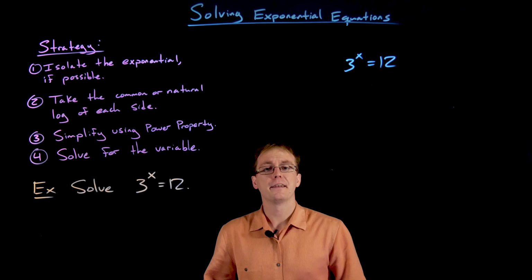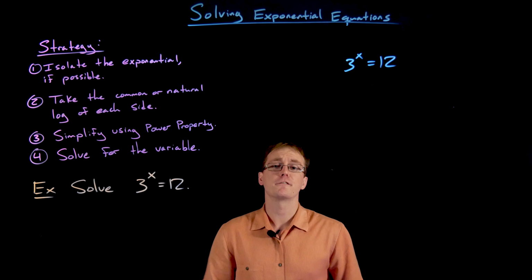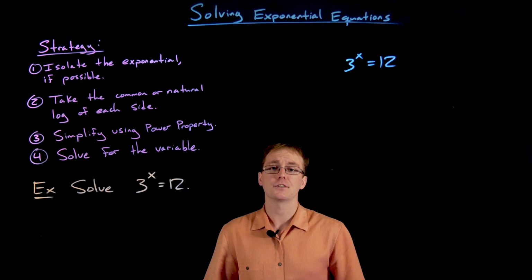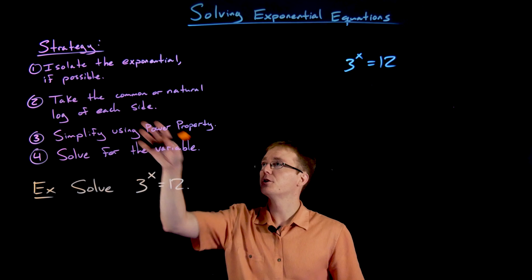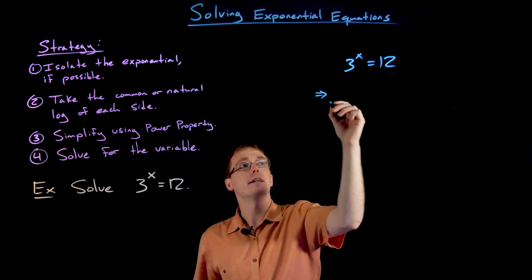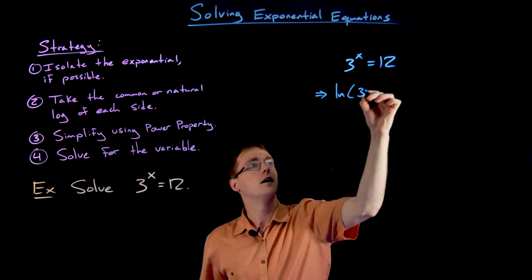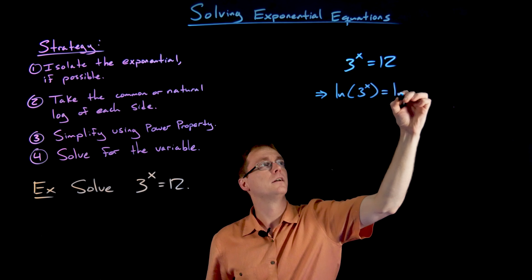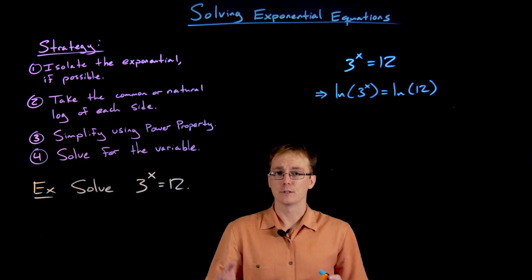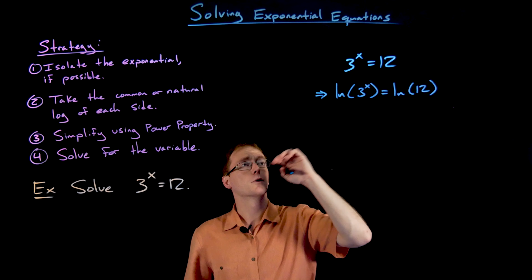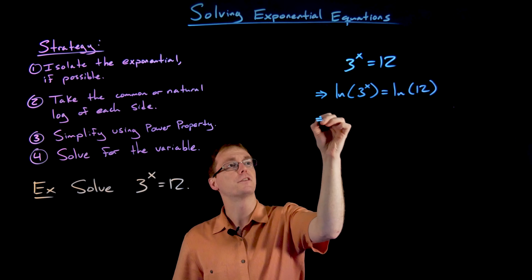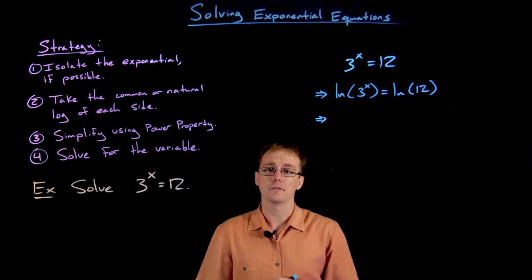All right, so let's now try to apply our strategy to our first example. We're trying to solve the equation 3 to the power of x is equal to 12. The first thing we do is isolate our exponential. That is already done for us. So our next step is to take the log of each side of our equation. I almost always use the natural log, for reasons that we'll see in calculus. So we're going to take the natural log of each side. That gives us the natural log of 3^x is equal to the natural log of 12.